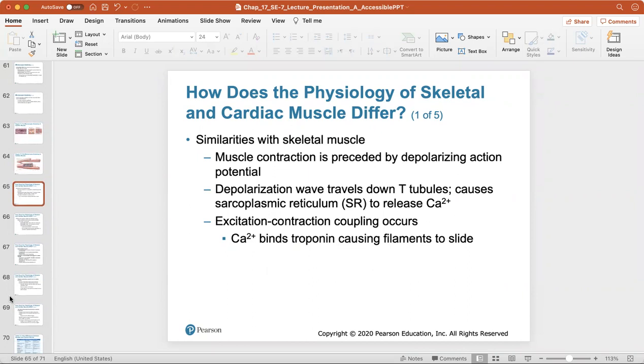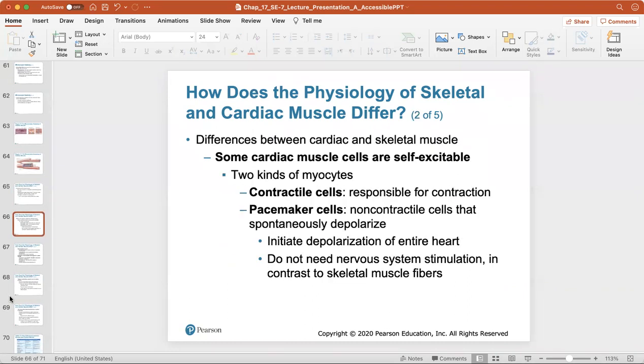Muscle contraction will always be preceded by a depolarizing action potential. This depolarization wave will travel down T tubules, which will release calcium. And then we get excitation-contraction coupling, where the calcium binds troponin, causing the filaments to slide. So that's a similarity with skeletal muscle.